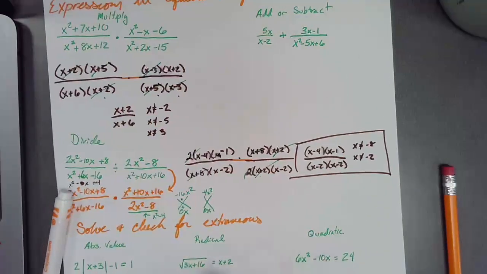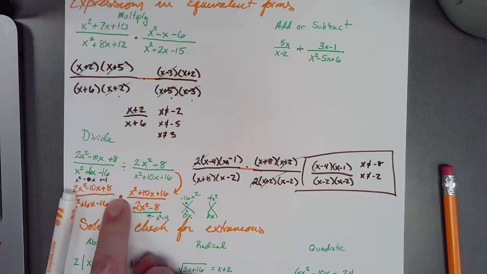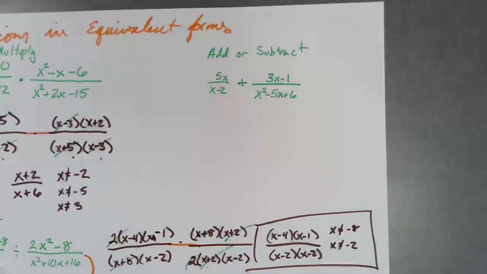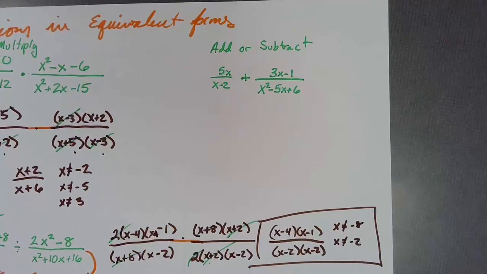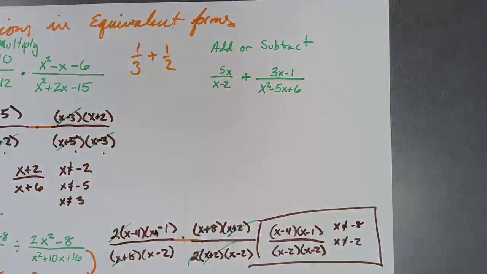So multiplying and dividing are very, very similar. The only difference is this one step at the beginning where you flip your second fraction over and turn it into multiplying. Adding and subtracting, however, are a little bit different. So adding and subtracting, what you're going to need is common denominators. Just like if I wanted to do 1/3 plus 1/2, I need common denominators there.